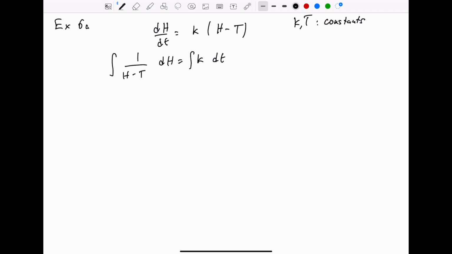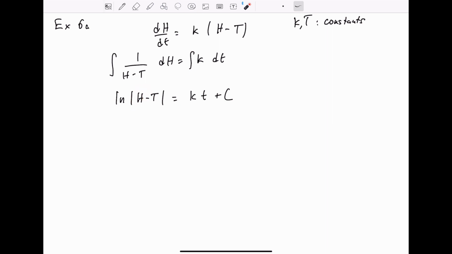And when we integrate this expression here, we're focusing on H as a variable. So this is going to be a natural log. So it's natural log absolute value of H minus T equals the antiderivative of k, which is constant. The antiderivative of a constant is the constant times the variable. And then we're going to add here plus an arbitrary constant C. We want to solve for H. This is the heat function that we're looking for. This is the temperature of the object.